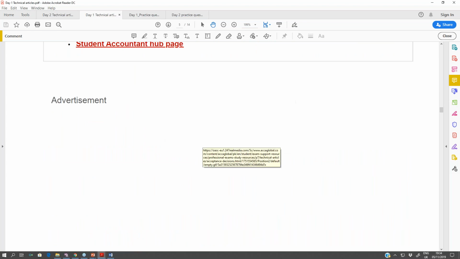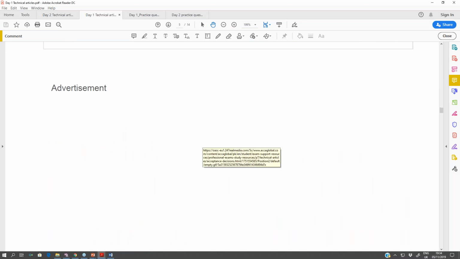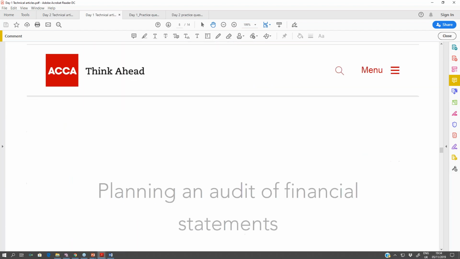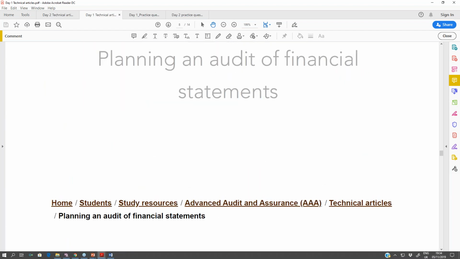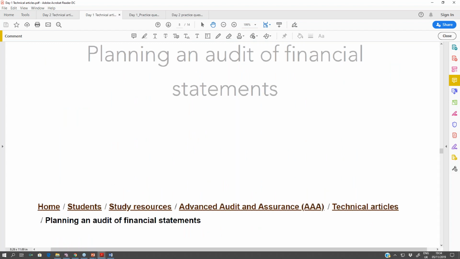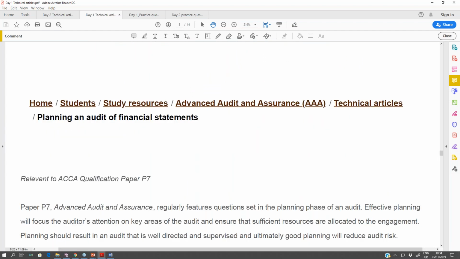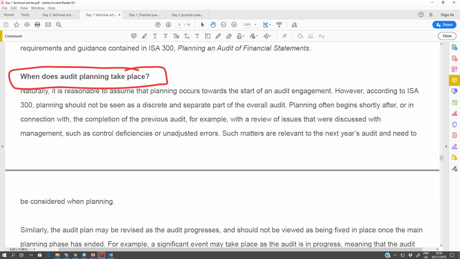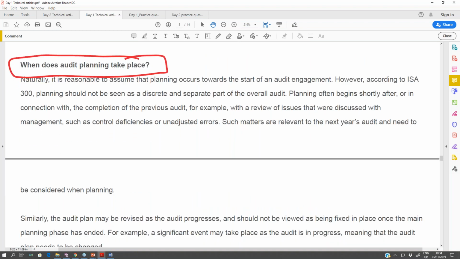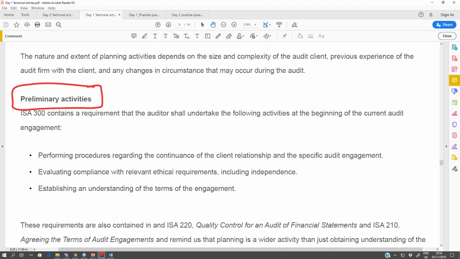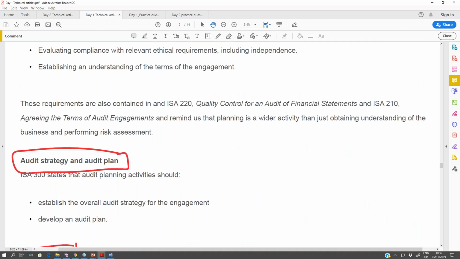planning the audit, which was this planning and audit of financial statement, right? I did show you this article yesterday, and I even annotated this article for you yesterday, that you need to read this article for when does audit planning take place, or what are preliminary activities which takes place at the stage of planning, and then what is an audit strategy and an audit plan.